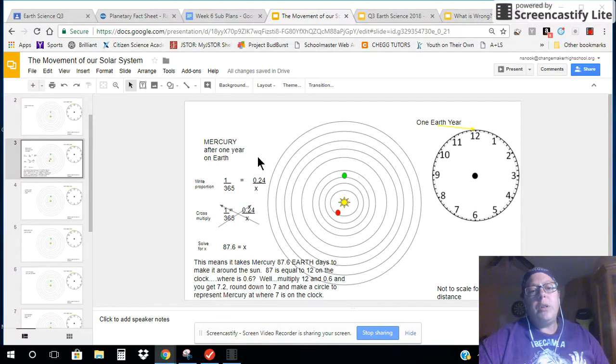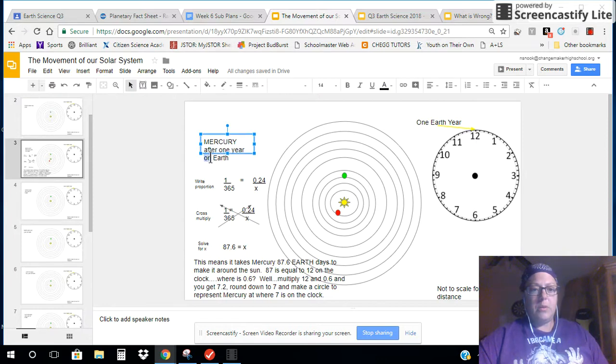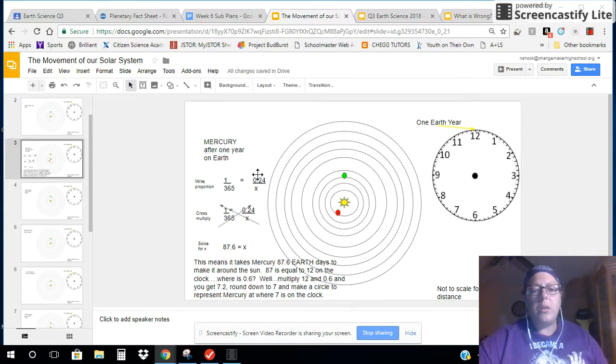So this is Mercury after 1 year compared to Earth. And I need to fix that. That shouldn't say... Yeah, okay, 1 year on Earth. Anyway, so 1 revolution of Earth is equal to 365 days. This is Mercury's ratio compared to Earth, so it takes about a quarter of the time to go around the sun that it takes Earth, so it goes faster.